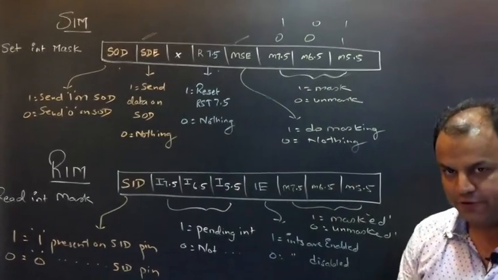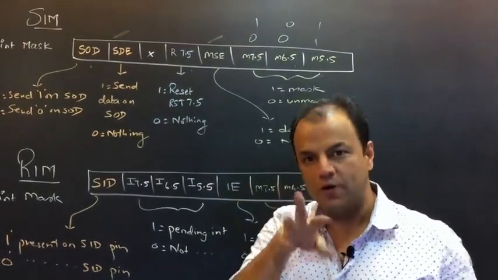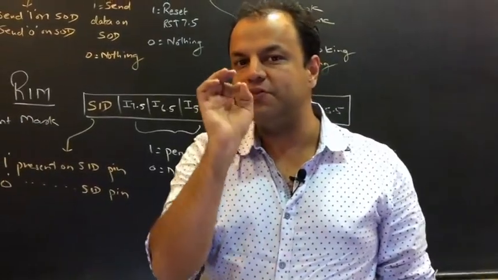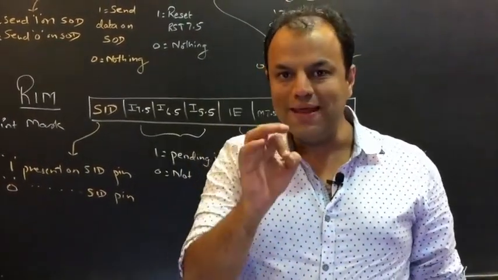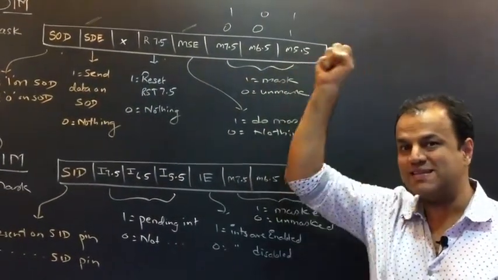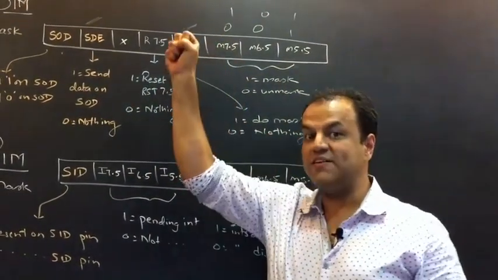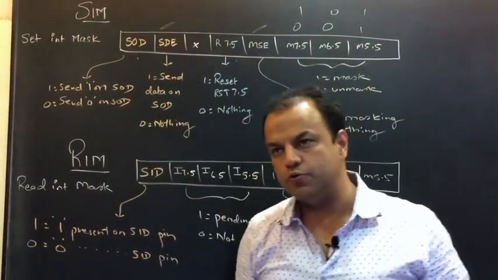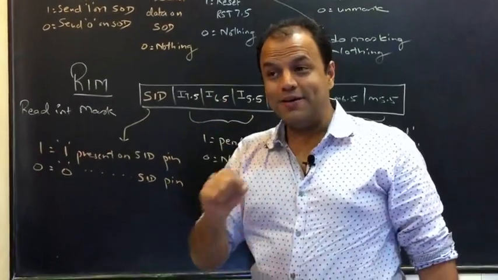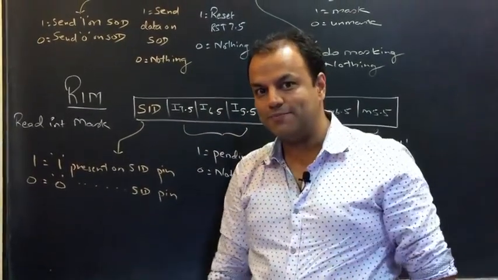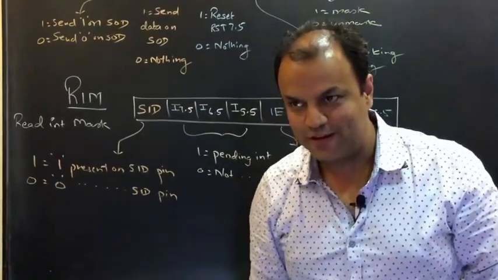Now, why do we need these bits? Remember these words, what I'm saying. SIM is a multi-purpose instruction, meaning you can do several things using SIM. You can mask interrupts, you can reset 7.5, you can send serial data. There are 3 things you can do using SIM. The point is, you may not want to do all the 3 things every time.